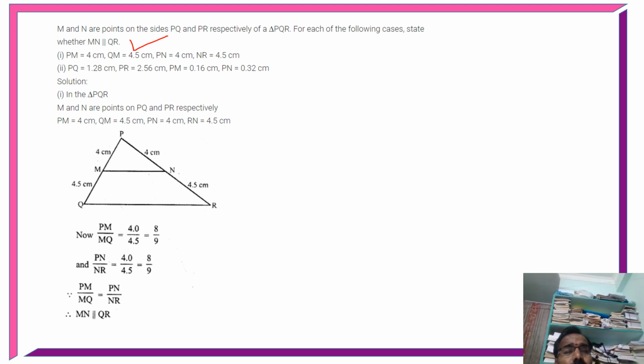Keep in mind, PM is given 4 centimeters in the first problem: PM 4, QM 4.5, PN 4, NR 4.5. First find the ratio of these two separately. PM by MQ is 4 by 4.5. Simply, we can write 40 by 45 after removing the decimal point, by multiplying numerator and denominator by 10. Dividing by 5, we get 8 and 9. So the ratio is 8 by 9.